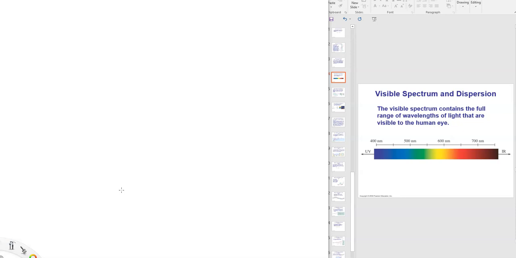When you align all the electromagnetic radiation according to their wavelength or according to their frequency, that whole list of different waves, we call it the spectrum. Now here we are looking at just the visible part of that spectrum.